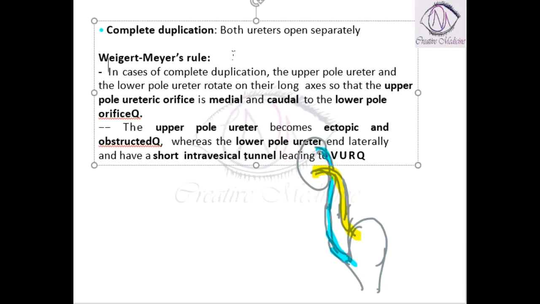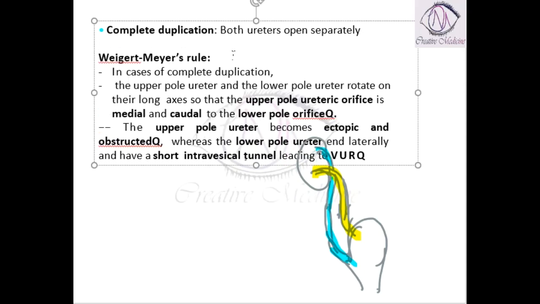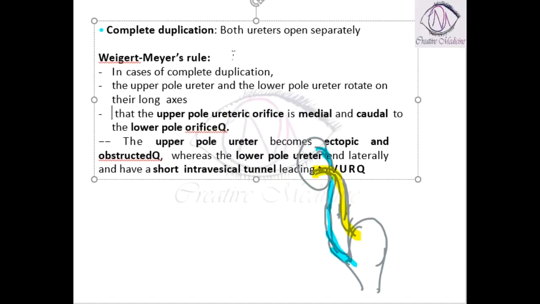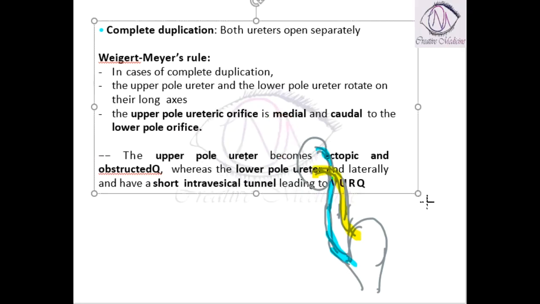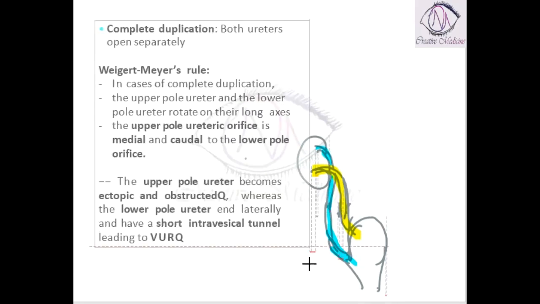According to the Weigert-Meyer rule, the upper pole ureter and the lower pole ureter rotate on the long axis, so that the upper pole ureteric orifice is medial and caudal to the lower pole ureteric orifice. So this is important.